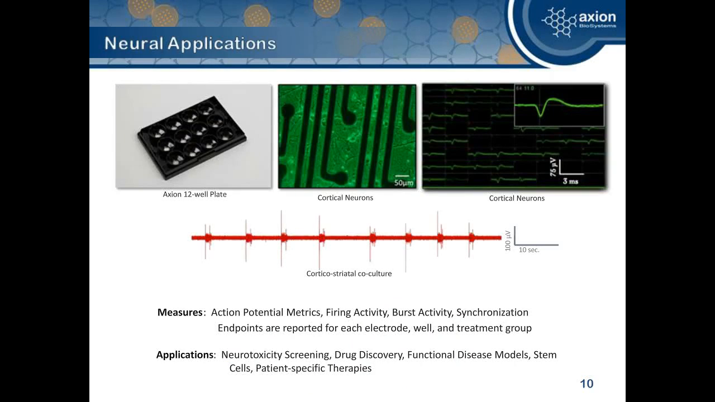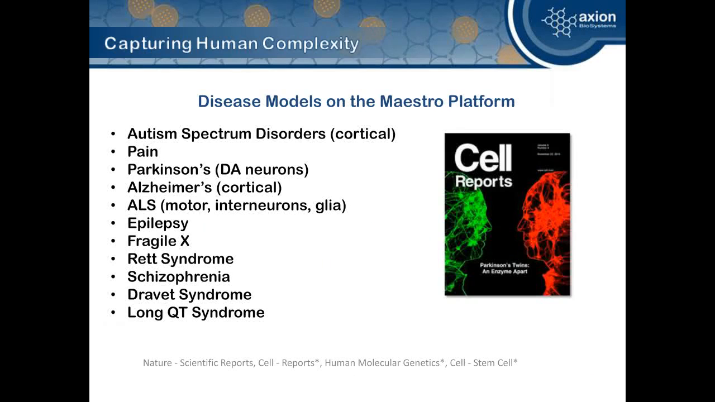So using these metrics, there's a number of applications that are available with the Maestro, including neurotoxicity screening, drug discovery, and functional disease models. Today, in particular, we'll hear about two example disease models that have been illustrated on the Maestro platform so far, autism spectrum disorders and pain. In addition, there's a number of other disease models that have been demonstrated on the Maestro platform, ranging from Alzheimer's, epilepsy, to schizophrenia.